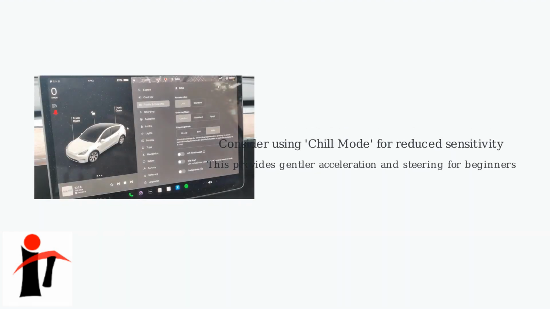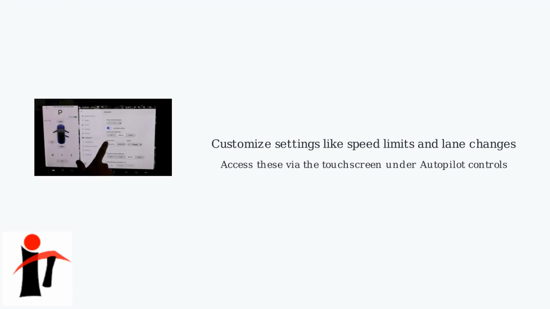While FSD handles many driving tasks, it may encounter unexpected situations or edge cases where human judgment is required for safety. For beginners, consider activating chill mode in your vehicle's settings. This reduces the system's sensitivity, providing gentler acceleration and steering responses, making the FSD experience more comfortable as you adapt to autonomous driving. Customize FSD to your preferences through the touchscreen. You can adjust speed limits, enable or disable automatic lane changes, and set other parameters under the Autopilot section of your vehicle's controls to make the system work best for your driving style.